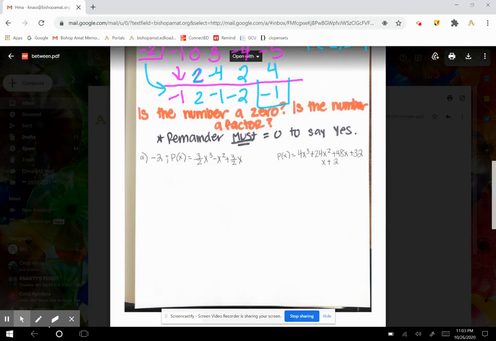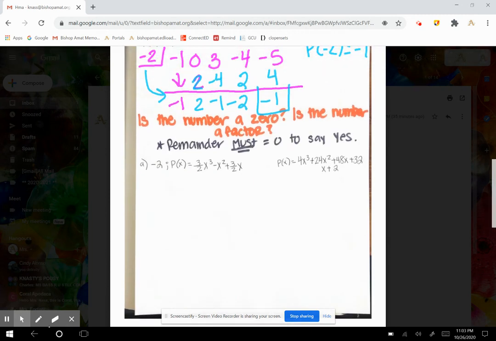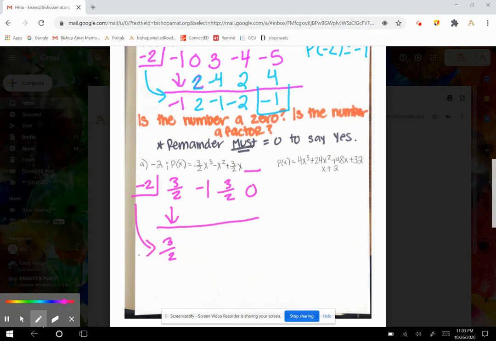Okay, they're going to ask you, is the number a 0 or a factor of the dividend? So if we look at A, is -2 going to be a 0 or a factor? It means the same thing. So they're telling you to put -2 in the box. And this one's 3/2. Yes, I know it's fractions. Keep going: -1, 3/2, and then we're missing that 0 out there. So 3/2. Okay, you're going to multiply here. So this gets you a -3, which is -4.